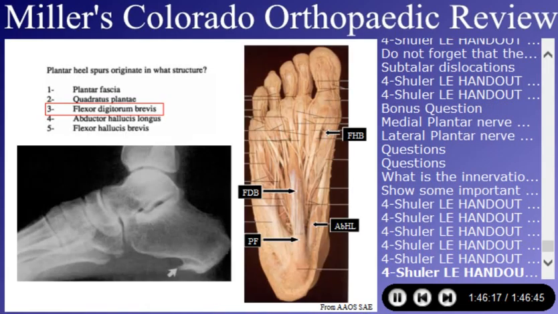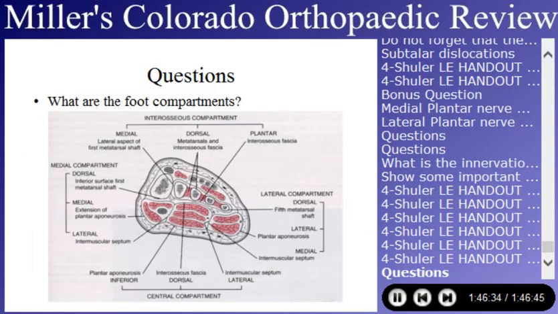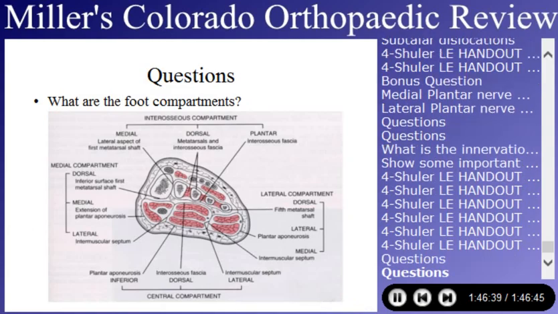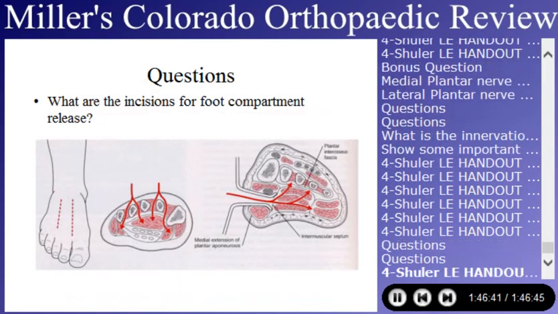Plantar heel spurs originate in what structure? Is it plantar fascia, flexor digitorum brevis? It's actually flexor digitorum brevis. Foot compartments, we'll skip over that. It's compartment release, so it's covered in your foot lecture. Incisions are also covered. And good luck on boards.